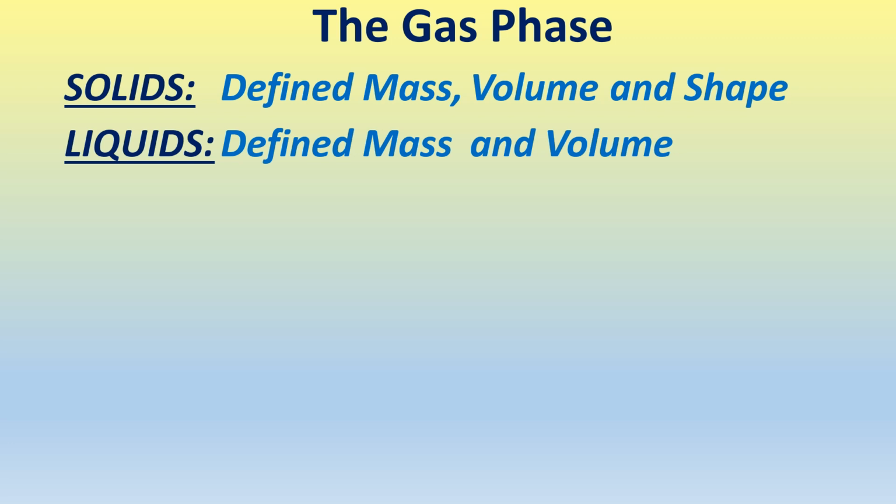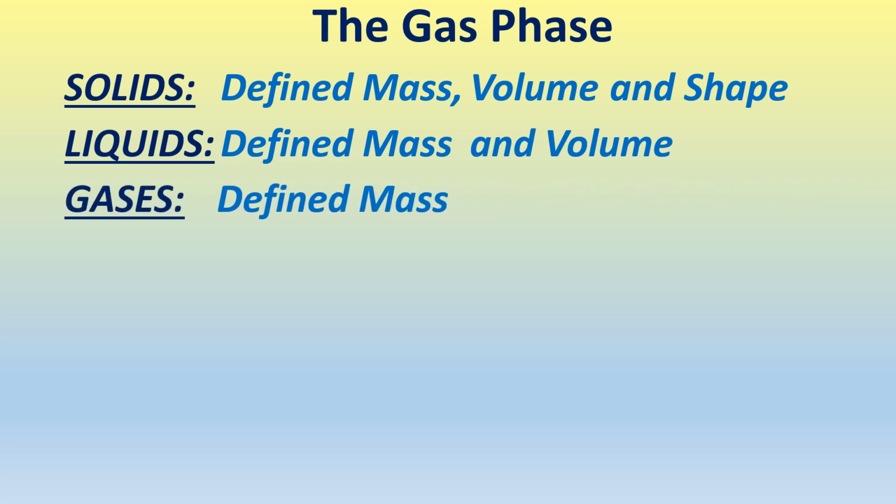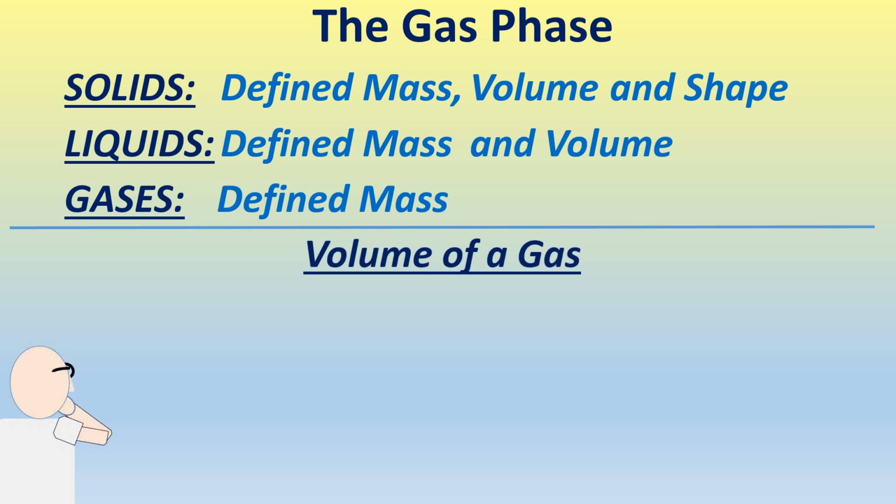Finally, now we'll look at the third common state of matter, gases. Gases are only defined by their mass. All of the variables on a gas are variable. However, they are definable. As one looks at the volume of the gas, one finds some very obvious things.